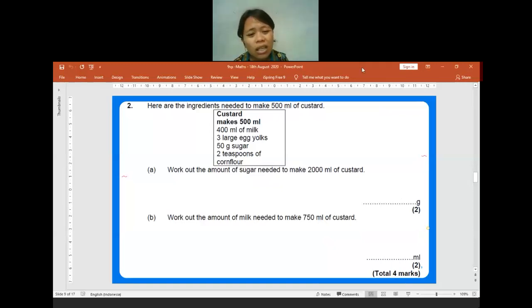Times 40, teacher. From 500 to 2000, you multiply it by how many? Multiplied by how many? 40. Multiply by 4. Yeah, multiplied by 4. So we count 50 times 4 for the sugar. So how many? 50 times 4?